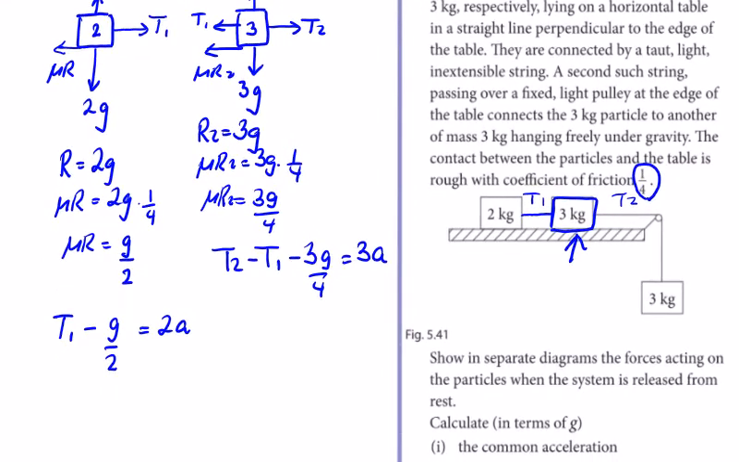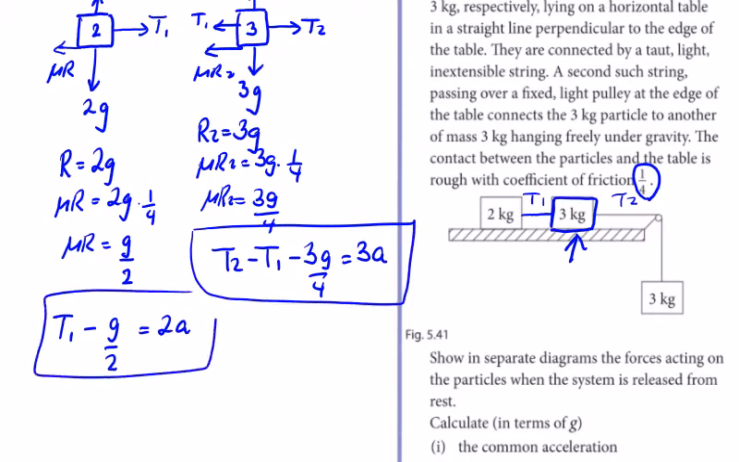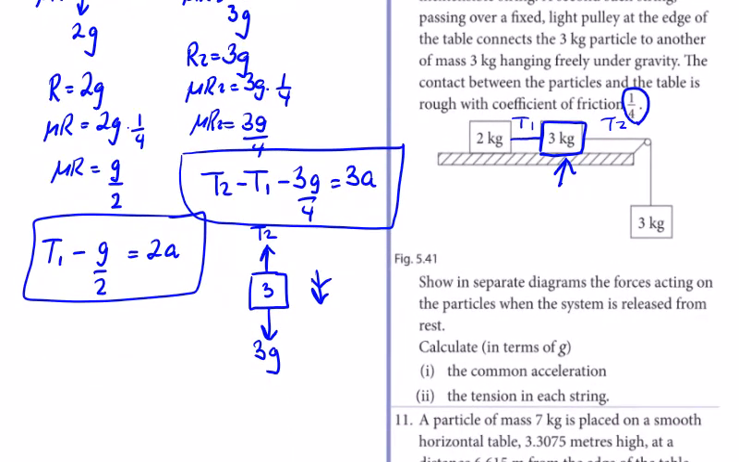And then moving on to my other 3 kilo, I'm just going to put a box around these. You can number your equations if you want. I'll call them A, B, and C, whatever you choose. So this is going down in this direction. It's attached to string 2. I have mg, 3g. So my equation is 3g minus T2 is equal to ma, or 3a.